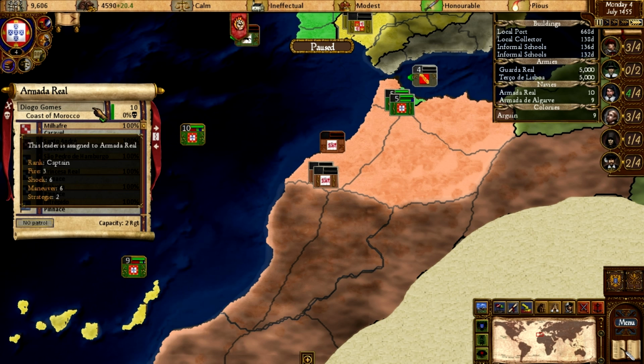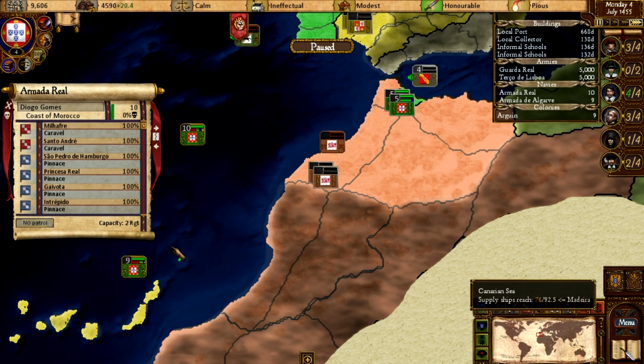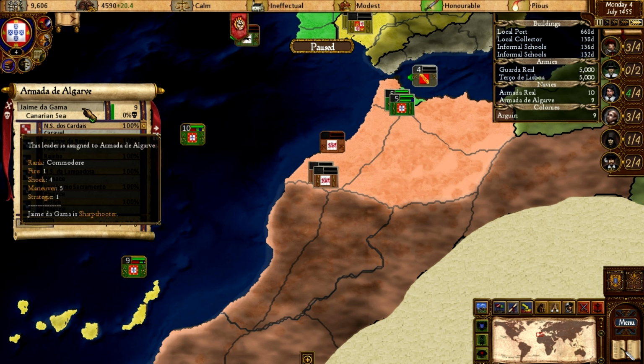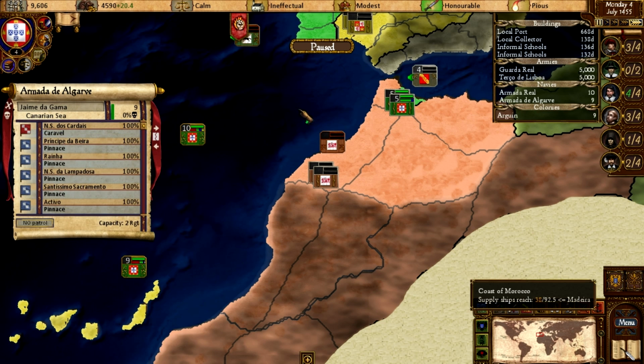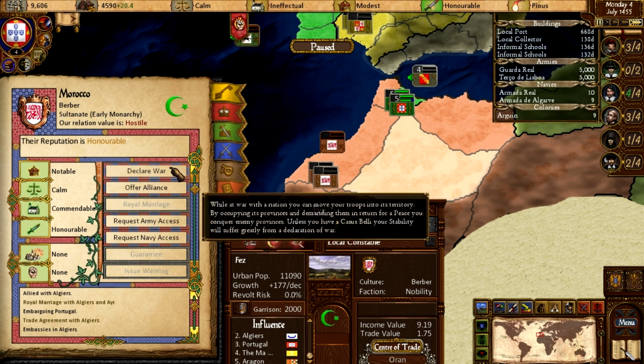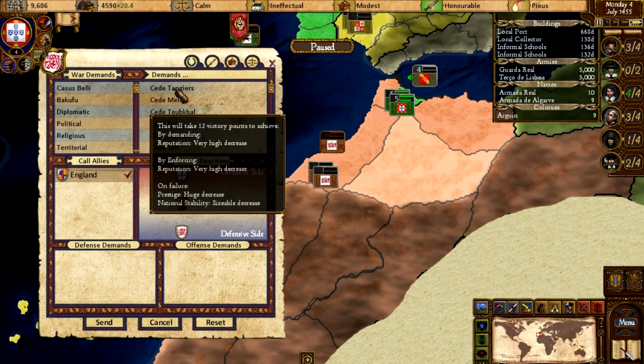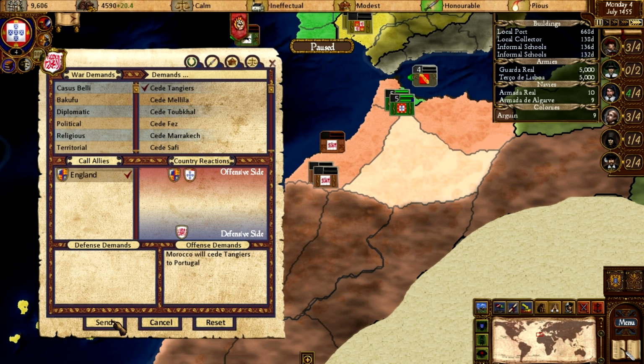This one is led by Diogo Gomes, which is my original admiral, and the other one is led by Jaime da Gama, which is a sharpshooter. So I'm finally going to declare war. I'm calling England, and I want Tangier, so I'm going to push for Tangier.